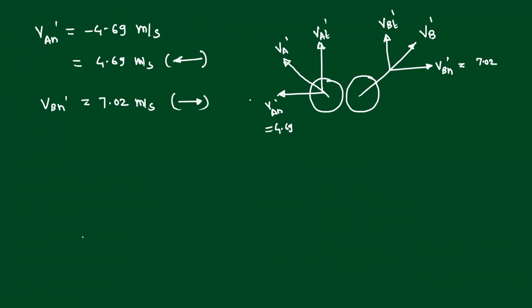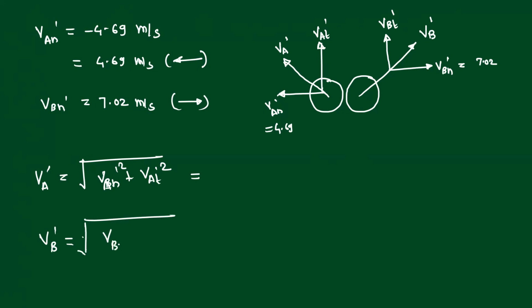So the final velocity VA dash is equal to the square root of VAN dash square plus VAT dash square, and VB dash is equal to the square root of VBN dash square plus VBT dash square. Take VAT dash equal to VAT and VBT dash equal to VBT.